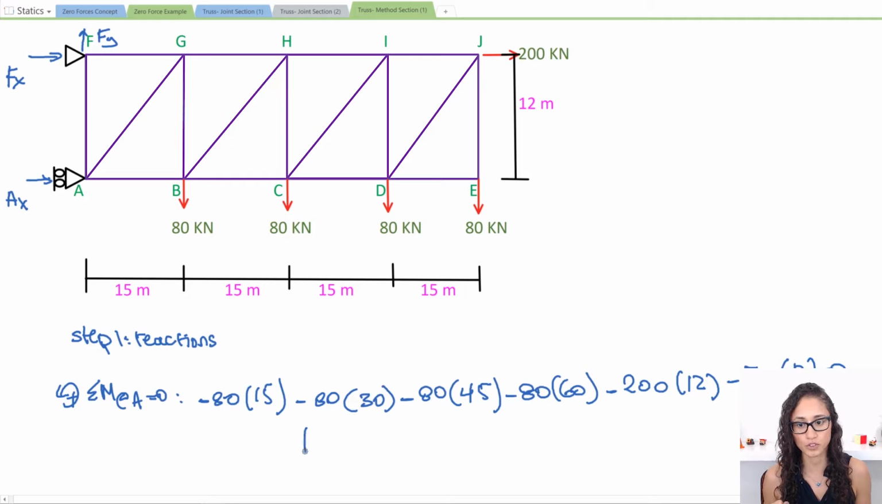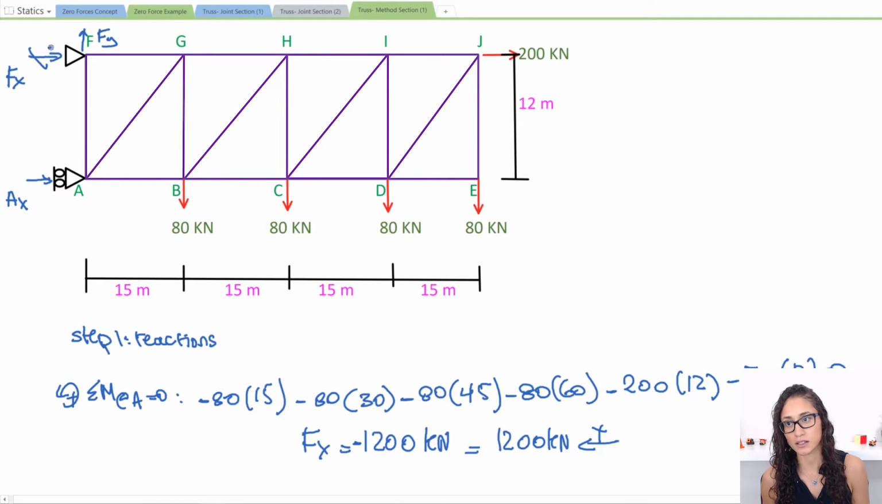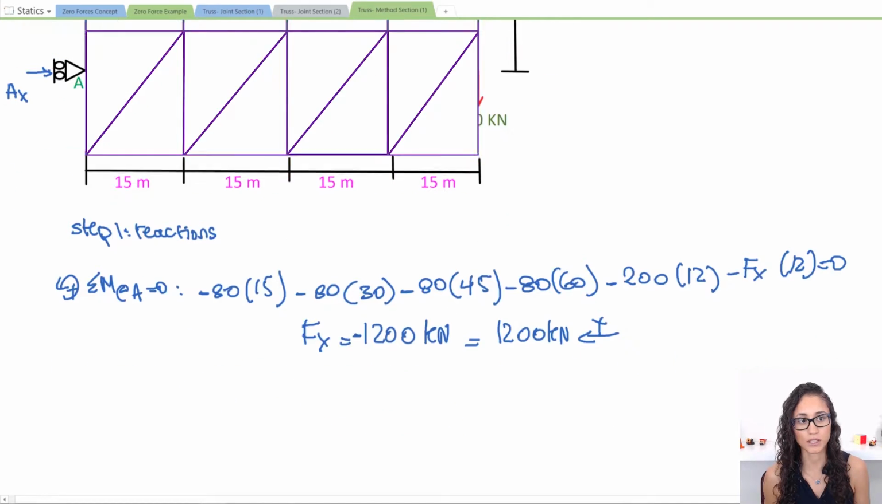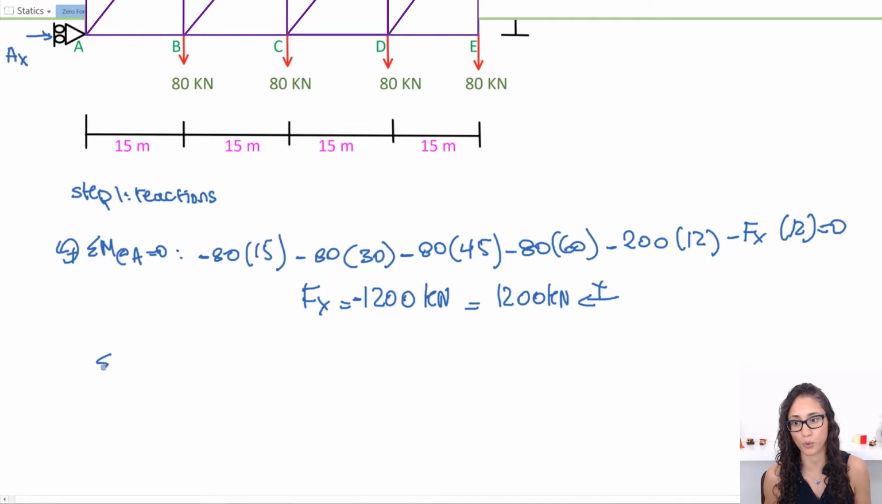If you solve this, you're going to get Fx equal to 1,200 kilonewtons, but it's negative, and negative just means that the direction we picked is wrong and it should be the opposite. So it should be going not this way, it should be going this way. So this is 1,200.